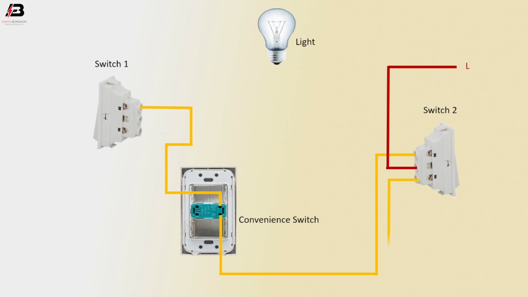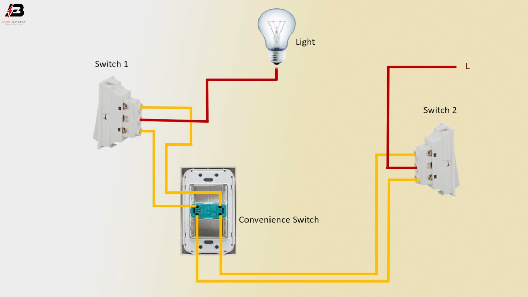Phase connection outgoing from 2A switch 2 L2 terminal to convenience switch, and also outgoing from convenience switch to switch 1 L2 terminal. Phase connection outgoing from switch 1 common terminal to connect the light. Neutral connection to the light. So viewers, that's my video.